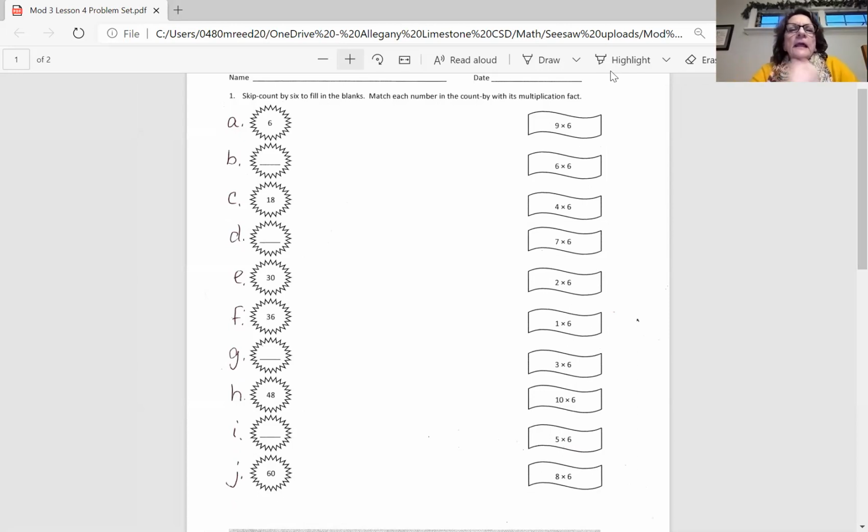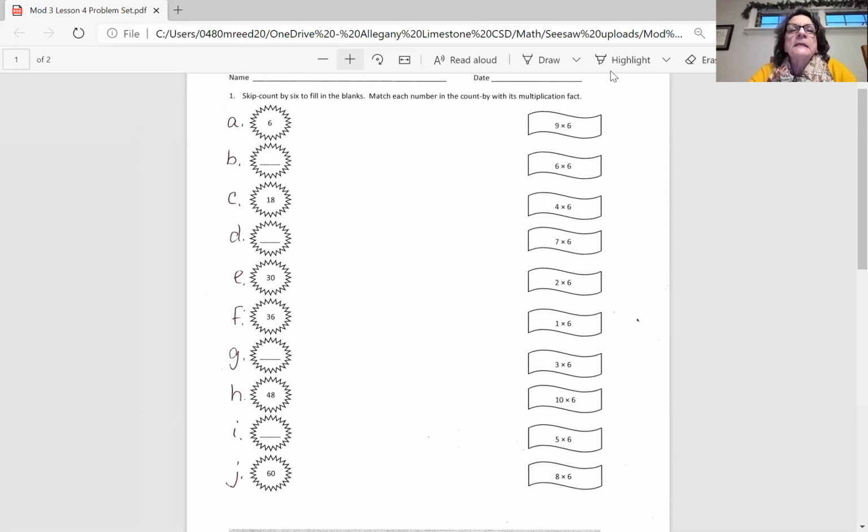Today we're going to work on lesson 4 problem set, and I'm going to walk you through some of the problems, and some of them I'm going to ask you to complete independently on Seesaw. Remember, there will be 2 pages, and we would like you to do all of it, even the questions that we do together here through the video. All right, so our lesson today will be practicing skip counting by sixes, and we use that strategy for both multiplication and division. So let's look at our first page here.